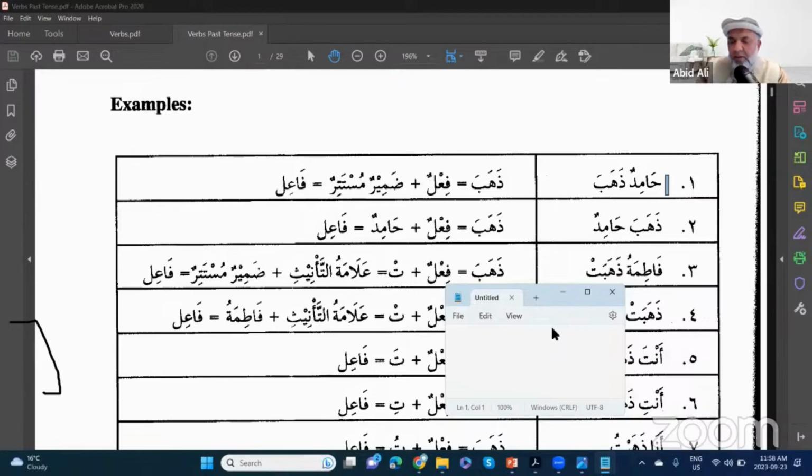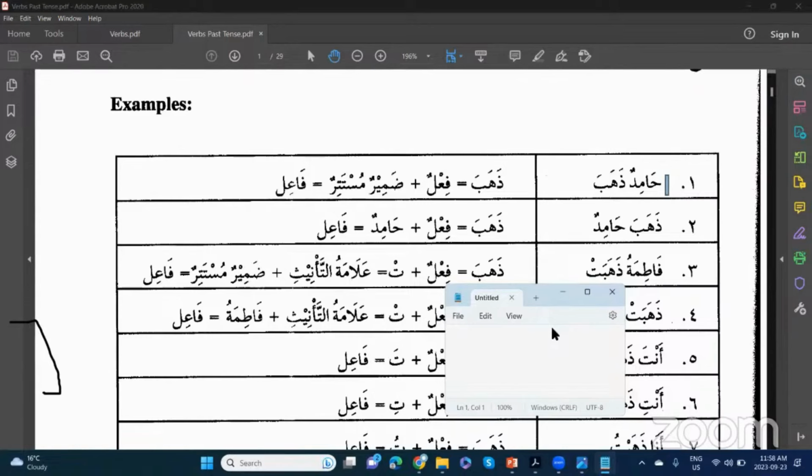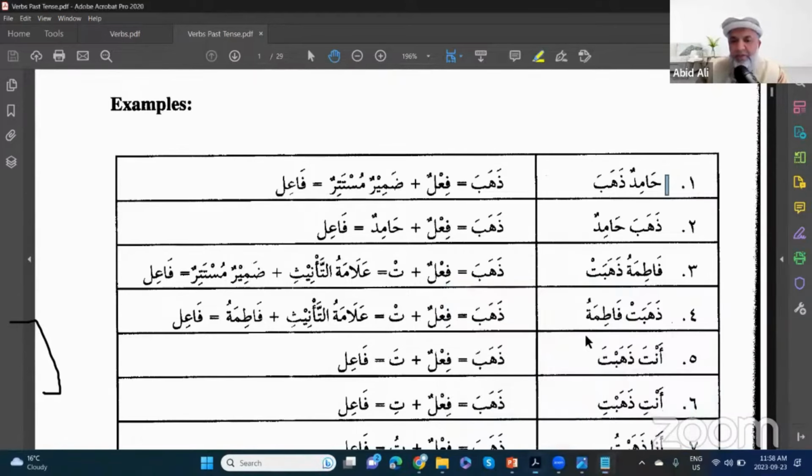Verbal sentence, nominal sentence. Can you remove the notepad from the top? Okay. Look, sorry, I'm talking about this one. I want you to look at anta zahabta. This one. Can you see this one?